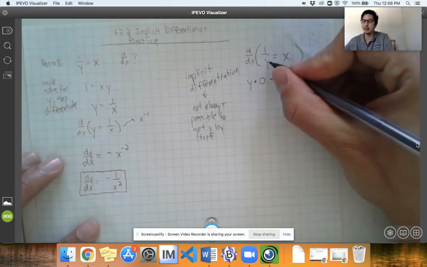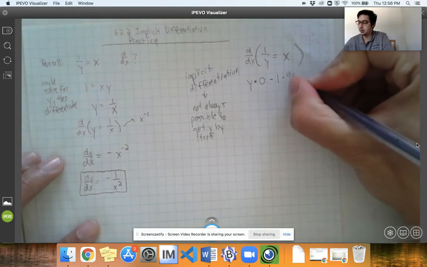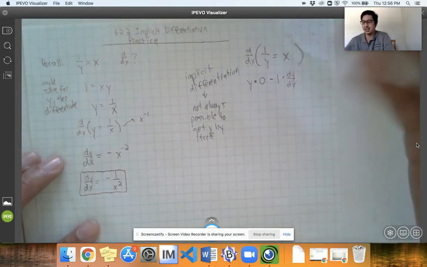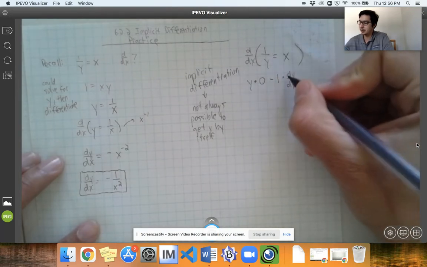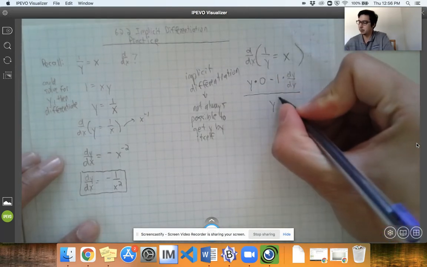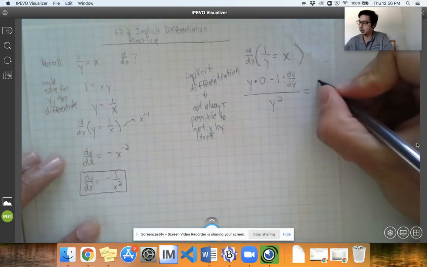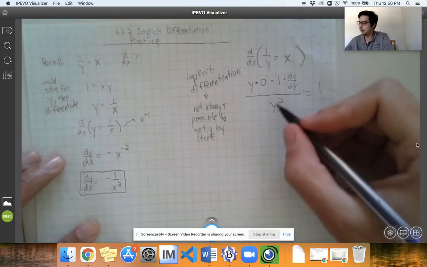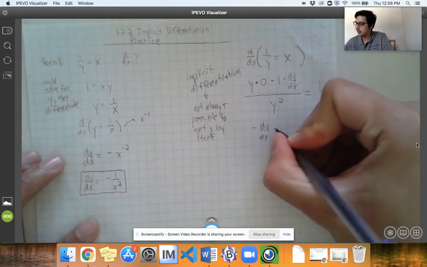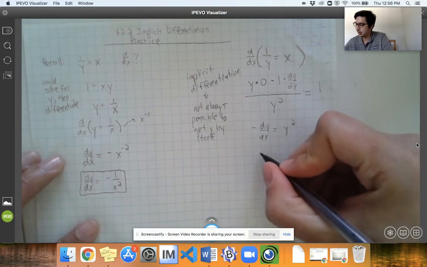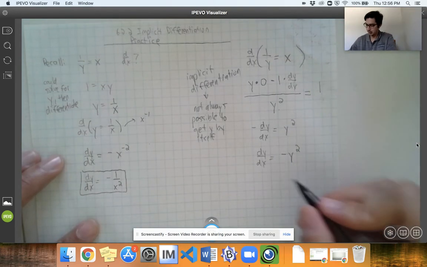And what's the derivative of y with respect to x? We don't know, so then it's just going to be dy dx. So it's the bottom times the derivative of the top minus the top times the derivative of the bottom all over the bottom squared. Equals, and the derivative of x with respect to x is just 1. And then if we solve for dy dx, you would have negative dy dx is equal to y squared, in which then you would get dy dx equals negative y squared.